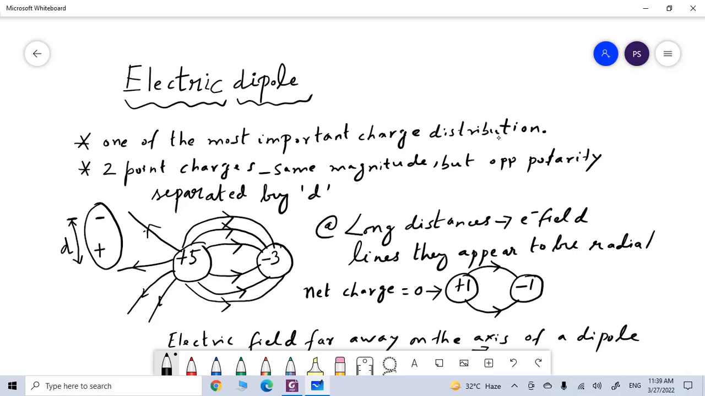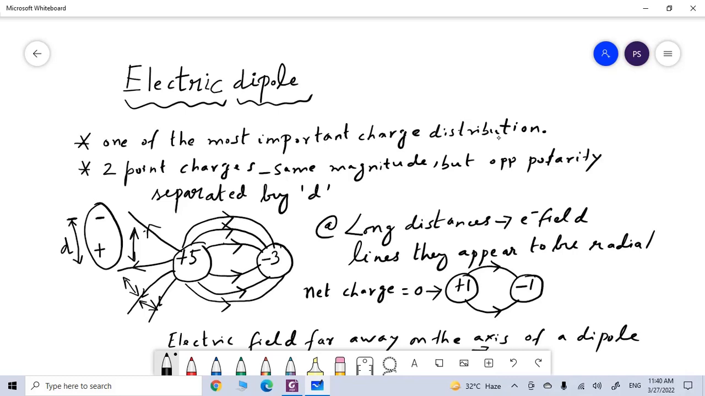At close distances, the field lines are a lot closer. You can see that this field line is closer, this field line is closer. But when you extend the electric field lines over long distances, they drift away. You can see a clear drift between these field lines; they spread out. So the idea is, when you go far away from an electric dipole, at long distances, the electric field lines appear as if they are radial.